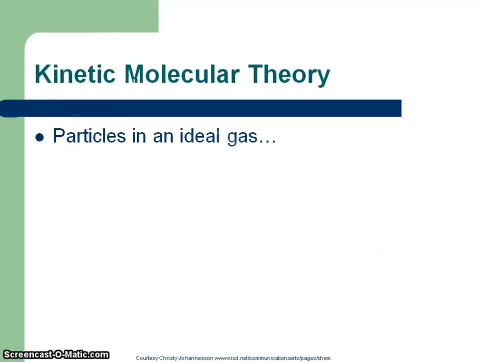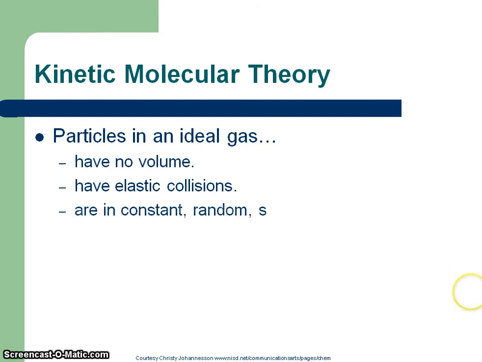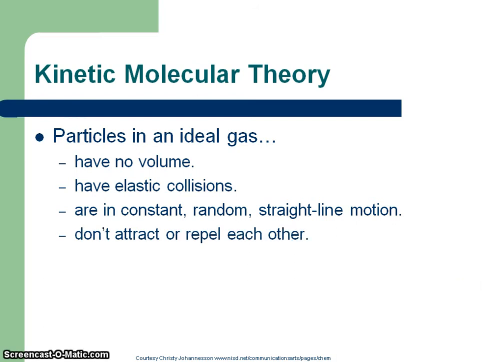So let's make it simple. If I have an ideal gas, the particles in an ideal gas will have no volume. In other words, they're like the toddler. They can sit on your lap. They have elastic collisions. They just sort of bump off things, and unless anybody's looking, they don't cry. They keep going. They are in constant random straight line motion. See something I want, I go to it. See something I want, I go to it. Toddler, toddler, toddler.